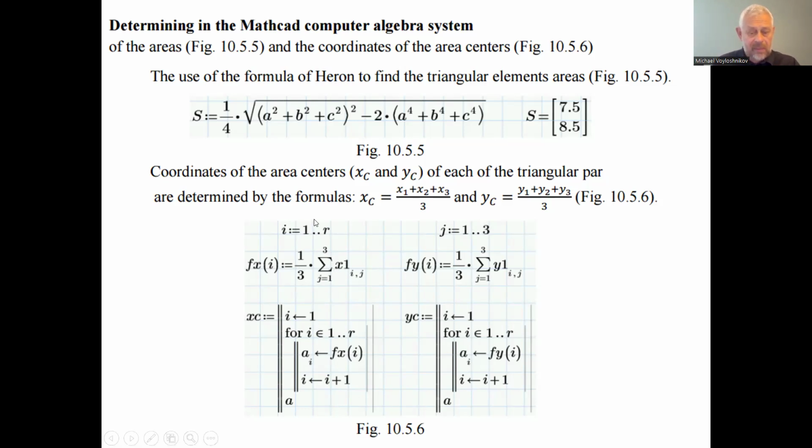No, the easiest way is just, in the range of the variation from 1 to R, to do this program cycle and to redefine this as the elements of the matrix of the coordinates of abscissa and ordinate of the center of the area. So we use the Heron formula for finding the area, and we use these formulas to find the center of the area. That's what we have to do.